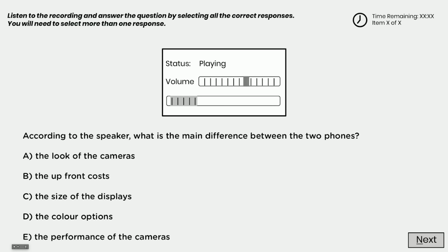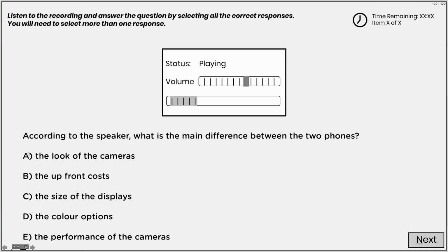But this one was pretty straightforward because the question was quite clear. What's the main difference between the two phones? Let's have a look at it. So the look of the cameras, the upfront cost, the size of the displays, the color options, or the performance of the cameras. The answer actually was, or is, the look of the cameras.